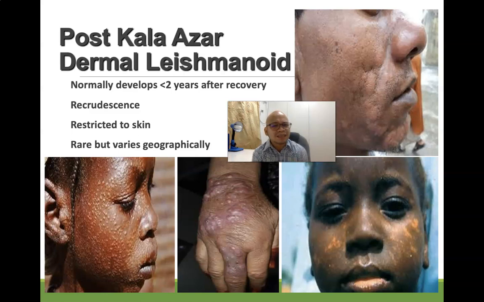What do you mean by recrudescence? It also happens in malaria. Recrudescence means that you are not able to completely eliminate the parasite. In this case, you are not able to completely eliminate the amastigote. Maybe they have some kind of mechanism to fool your immune system. They were just hiding or inactive somewhere in the spleen or the liver, or the treatment may not be complete. That's also a possibility. Post-kala-azar dermal leishmanoid is restricted to the skin. It is rare, and it also varies geographically.